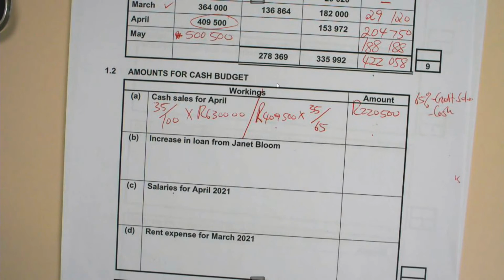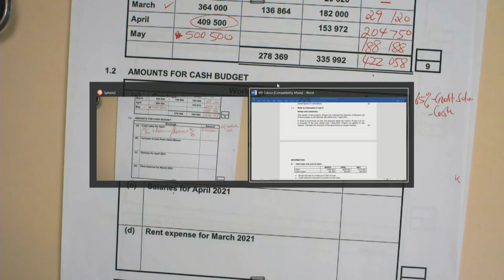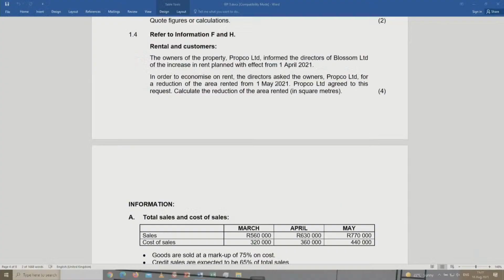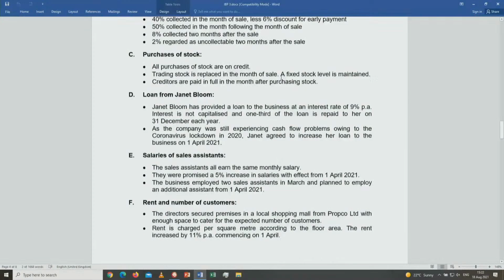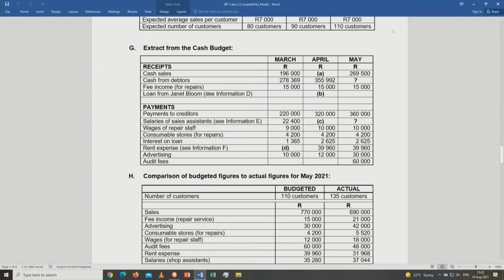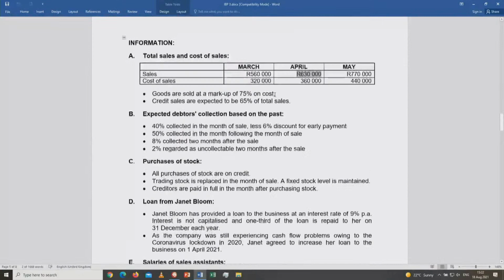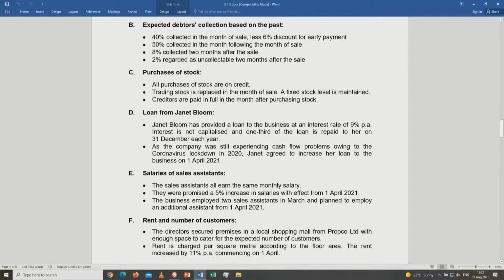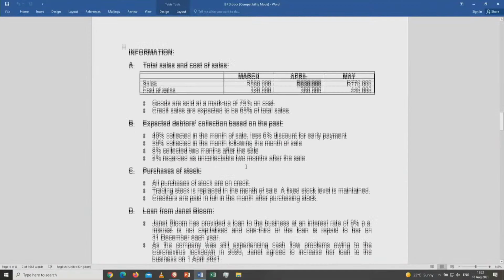Right, now let's go to B. It says an increase in loan from Janet Bloom. Let's go to our question and check the loan. B says loan from Janet Bloom. See information D. Information D says Janet Bloom has provided a loan to the business at an interest rate of 9% per annum. Interest is not capitalized, and one third of the loan is repaid to her on 31st December each year. As the company was still experiencing cash flow problems owing to the coronavirus lockdown in 2020, Janet agreed to increase her loan to the business on 1 April 2021.